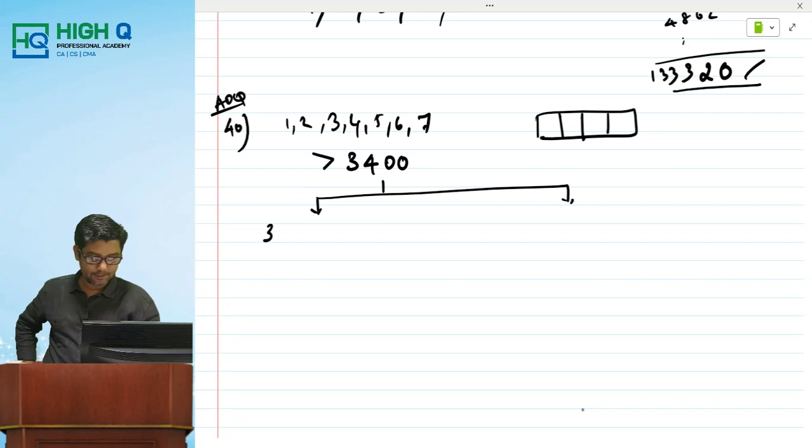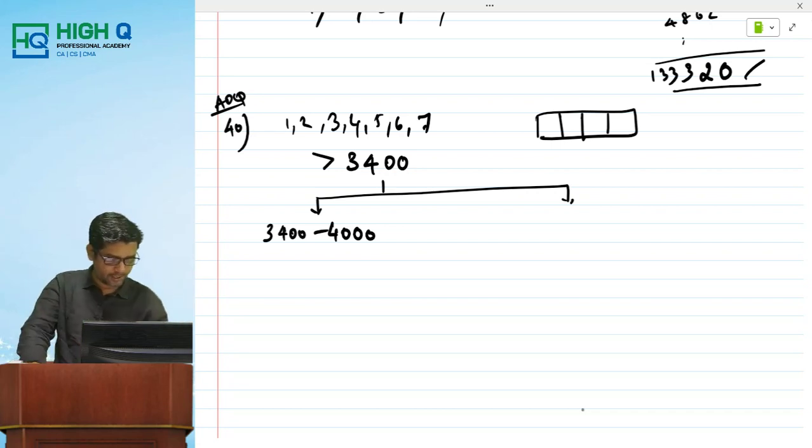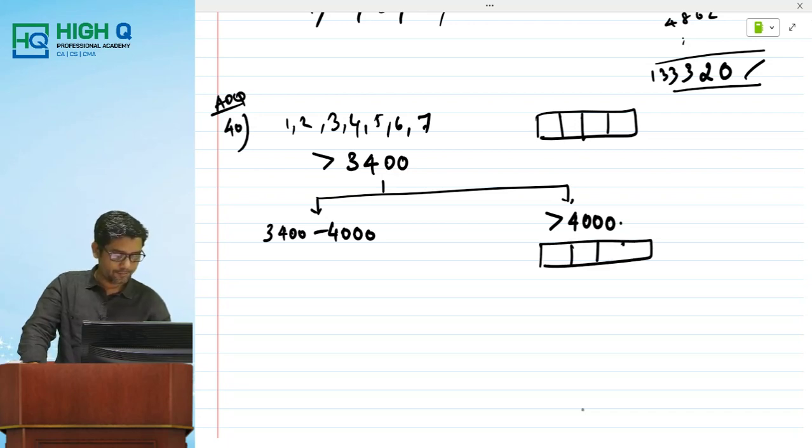One case is first case, 3400 to 4000. Whichever number between 3400 and 4000 is going to start from 3. So I have to take care of the second digit. Now, what is next? No condition. So, let me arrange this.